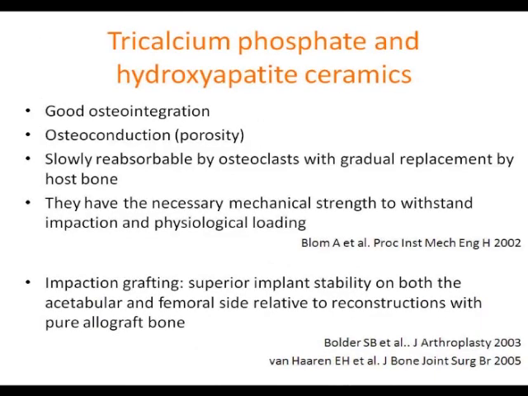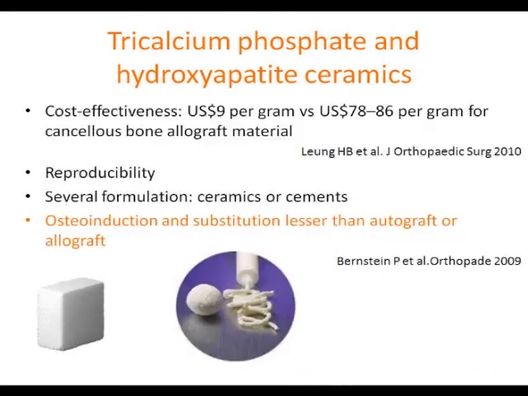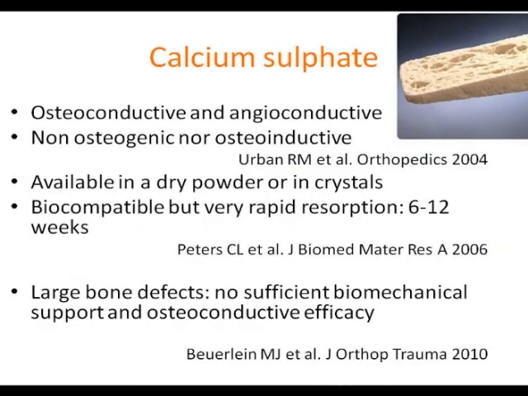Let's go very quickly through other products we can purchase on the market. The tricalcium phosphate, hydroxyapatite ceramic, very hard. I don't like them. They do not resorb very well, and they are very cost effective because you see that's $9 per gram compared to the $86 per gram of cancellous bone allograft material. So we can use this material in many different ways. But osteoinduction and substitution is lesser than autograft or allograft. So it's a sort of filling material of the defects.